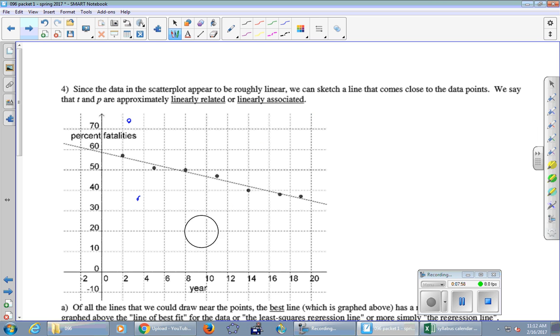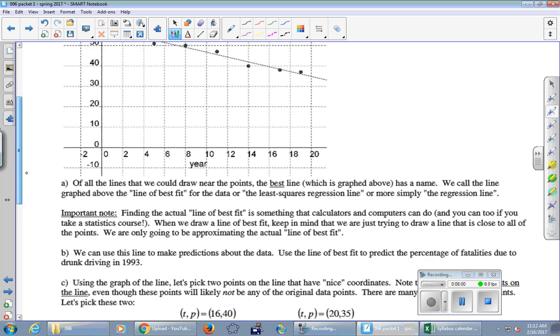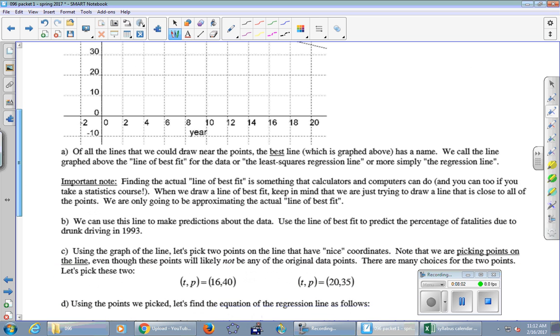Okay, so moving on here to A. Of all the lines we could draw near the points, the best line, which is graphed above, has a name. We call that graphed line the line of best fit, or the least squares regression line if you're being fancy, or more simply the regression line.